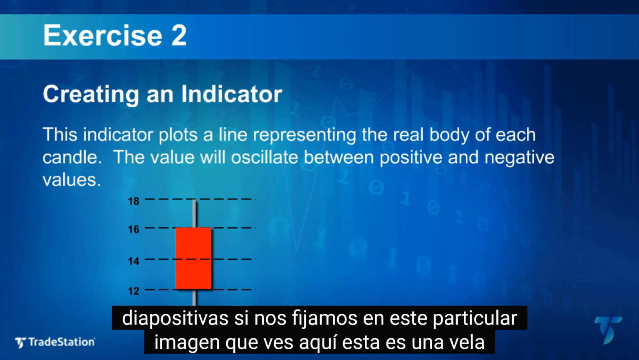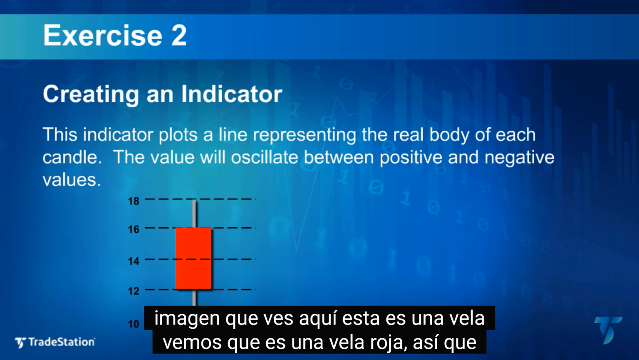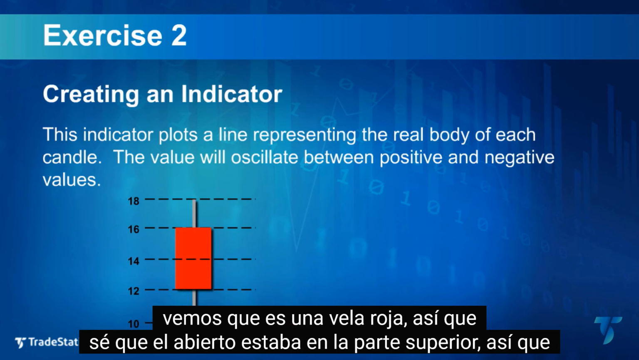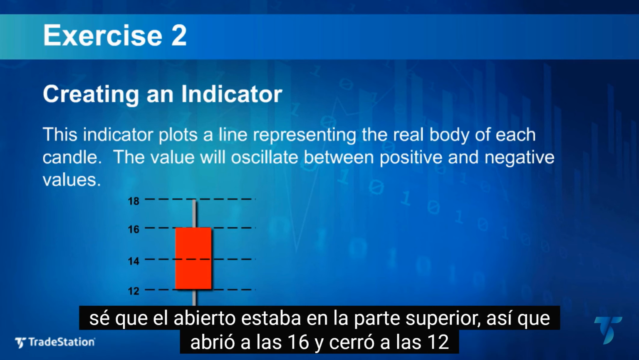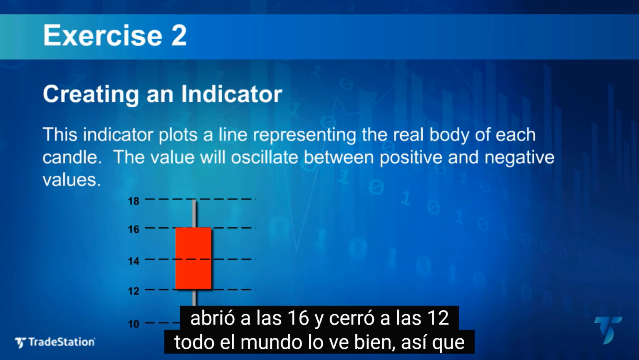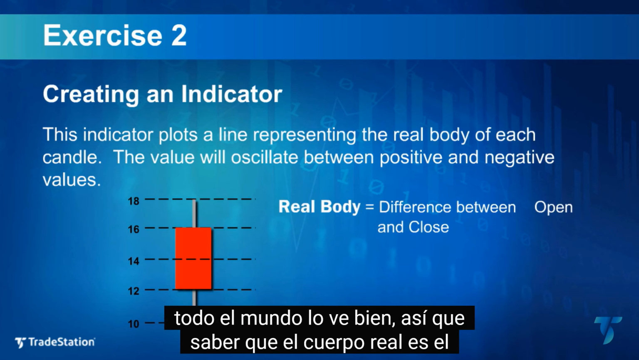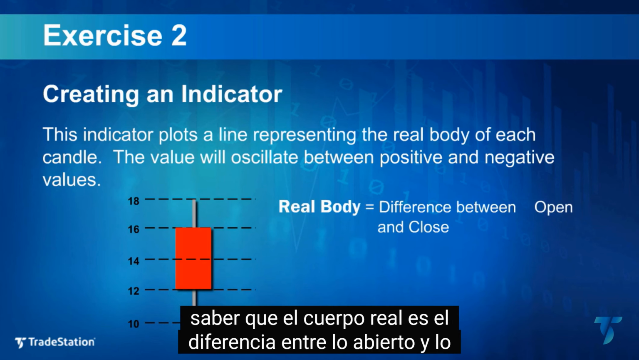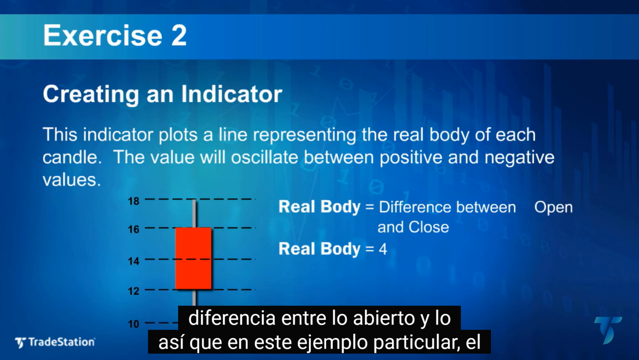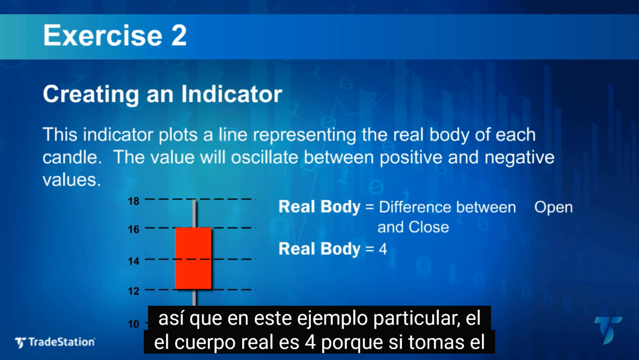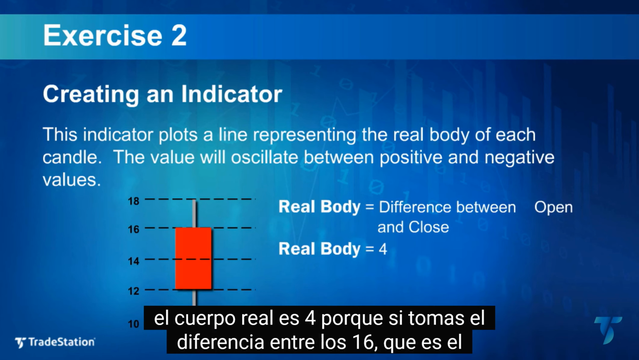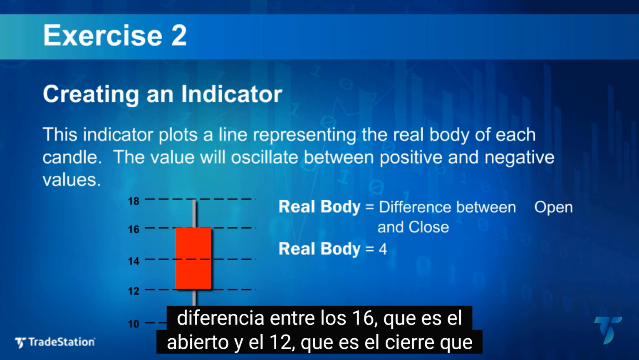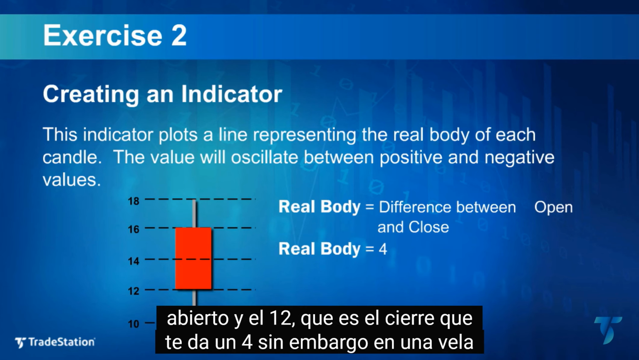If I look here at the slides, if we look at this particular image that you see here, this is a candle. We see that it is a red candle, so we know that the open was at the top. So it opened at 16 and it closed at 12. Everybody sees that there, right? So we know that the real body is the difference between the open and the close. So in this particular example, the real body is 4, because if you take the difference between the 16, which is the open, and the 12, which is the close, that gives you a 4.